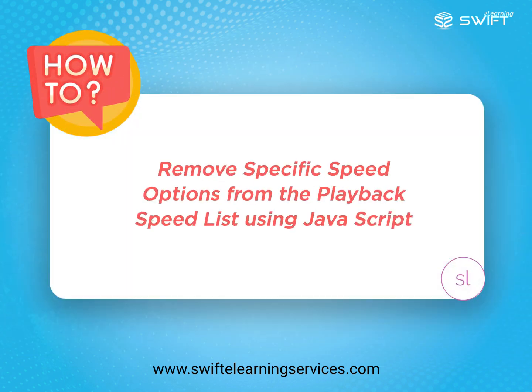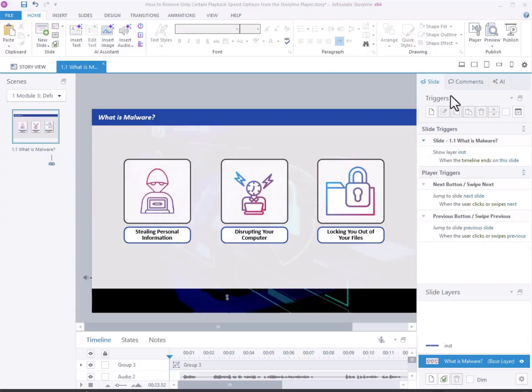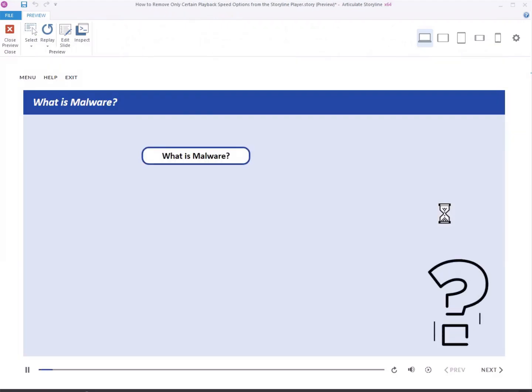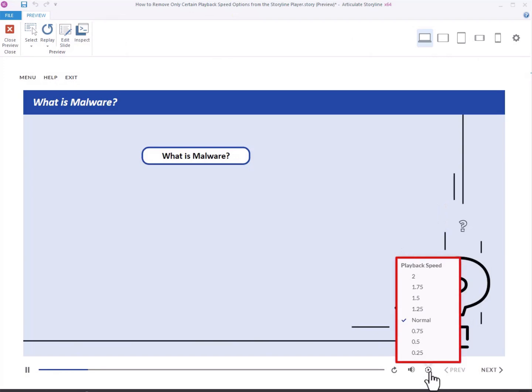In this tutorial, you will learn how to remove specific speed options from the playback speed list using JavaScript in the Articulate Storyline player. Start by previewing your course to view the default playback speed options. By default, Storyline allows learners to choose speeds like 1.25, 1.5, 1.75, and even 2x.